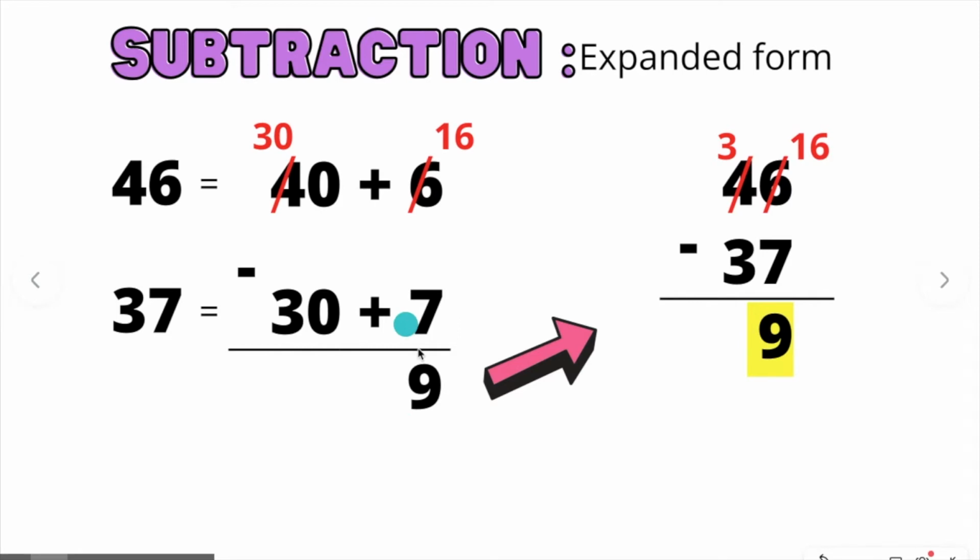The first thing you're going to do is borrow from our neighbor. So we're going to cross the 4 out and make it a 3. So it becomes 30. And then we give our tens to our neighbor. So this becomes 16. And now we subtract. 16 take away 7 equals 9. 30 take away 30 is still 0. So our answer is 9. And this is the same thing as in standard form.